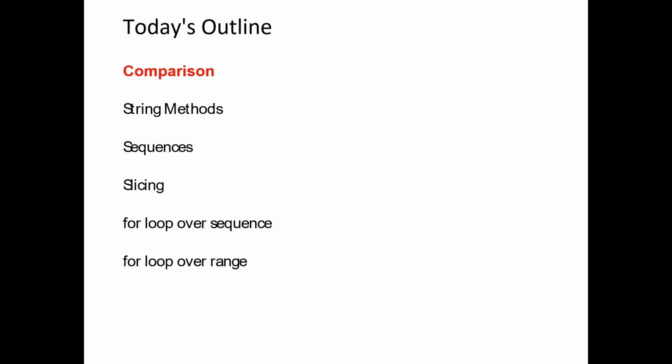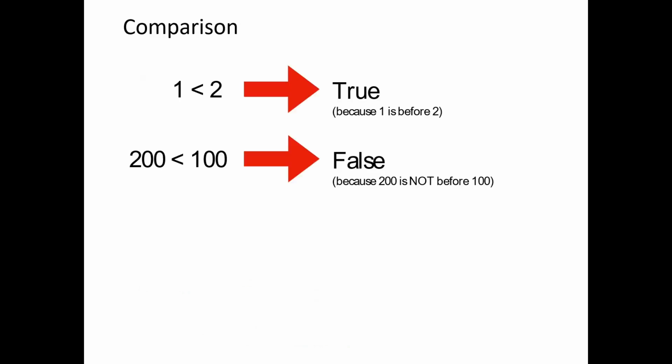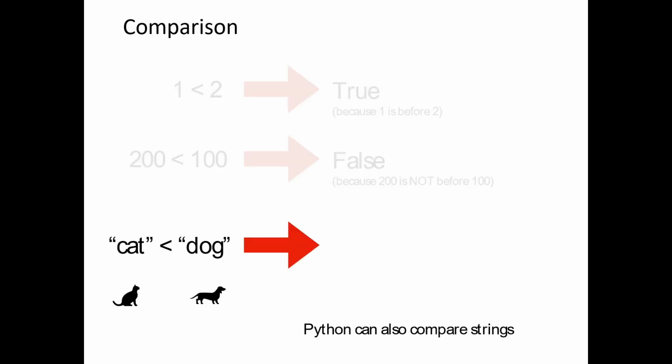All right, so first off, we'll start out with comparison. We've been looking at comparison since we started talking about the relational operators. They're just going to be something like 1 less than 2. That's going to be true because 1 comes before 2 when we're talking about numbers. 200 less than 100 is false. We can do the same kind of thing with strings. So Python lets us compare one string to another. If I'm looking at cat is less than dog, that's actually going to be true. But it's true because cat appears alphabetically before dog in the dictionary. So we'll use the alphabetical ordering, or the lexicographical ordering, not because cats are inferior to dogs.